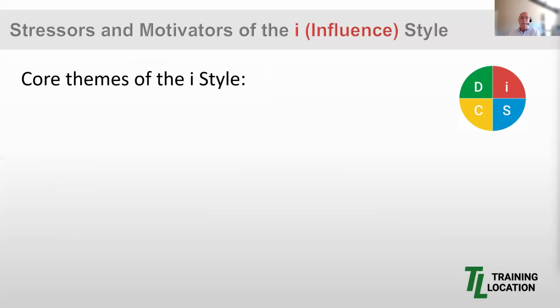And first, I want to talk about the core themes or needs of the I style before we get into stressors. The I's have a need for connection. Now, this may translate to responding negatively to a threat of this connection. They have a need for expression, and that is a need to externalize their thoughts and emotions in the brain and to get the ideas out and also get them heard and acknowledged by another person.